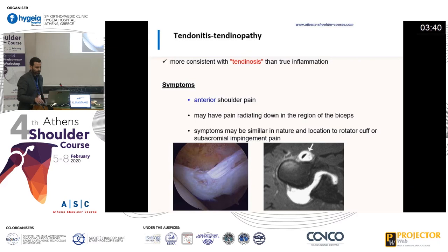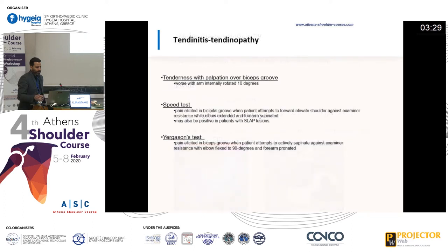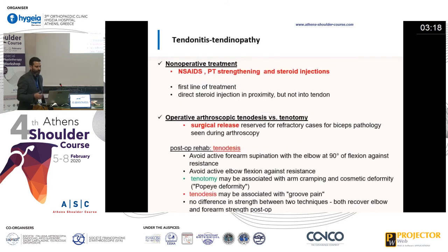We can see here an arthroscopic view of a torn, injured long head of biceps tendon. There are many tests, from simple tenderness over the biceps groove to the Speed test to the Yergason test. Treatment: usually we want to be non-operative. Non-steroid anti-inflammatories, physiotherapy, strengthening, and steroid injection are the first line of treatment. We don't want steroid injections to go into the tendon. We want to be around the tendon as far as possible. Nowadays, with ultrasound guidance, this is easier than before.